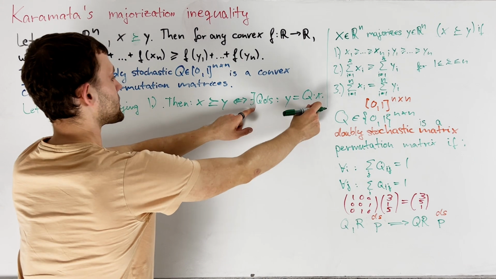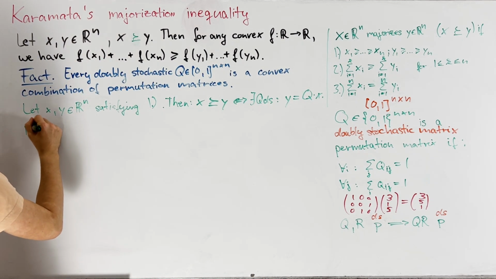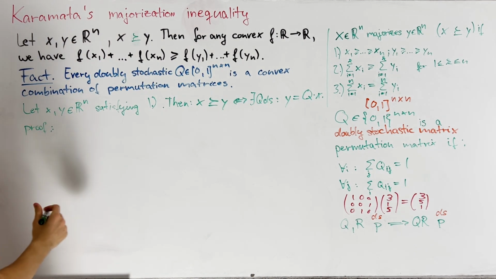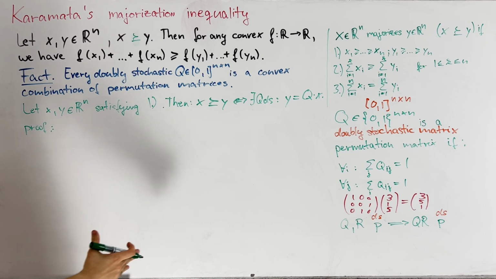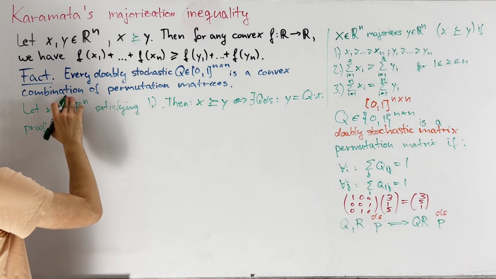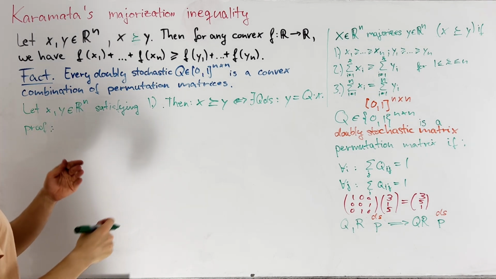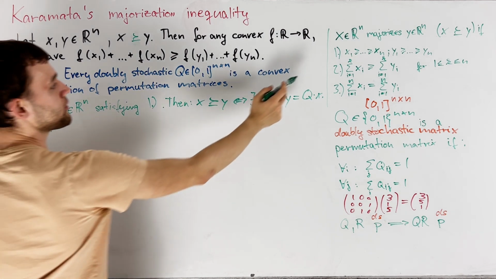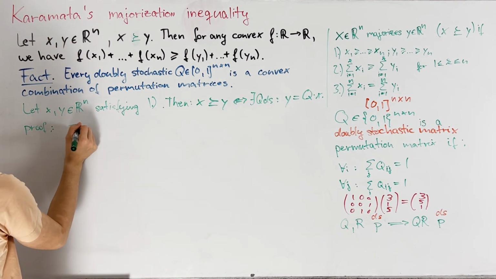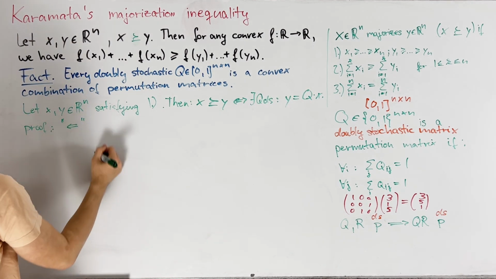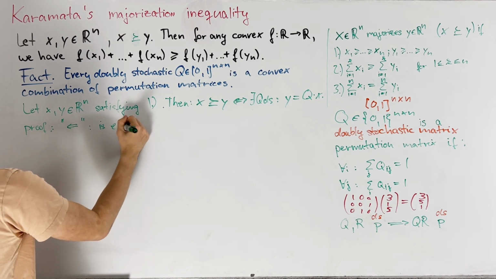If we have such a representation, Y equals Q times X, then Y is indeed a convex combination of permutations of X by this fact, and therefore it is not hard to convince yourself that 2 and 3 follow, and therefore the proof of this direction is easy.